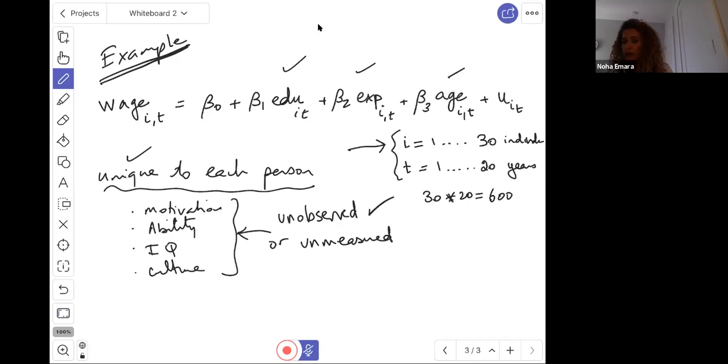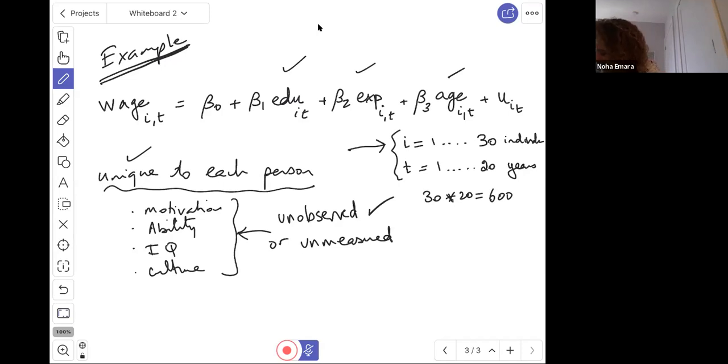And they do have an impact in my regression, and I can tell that, of course, each person's motivation would have an impact on the wage. Each person's ability would have an impact on a final exam score. Each person's IQ the same, and so on. And of course, the cultural background. How can I measure that?